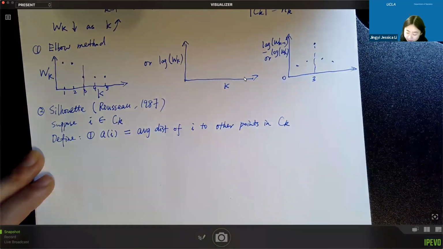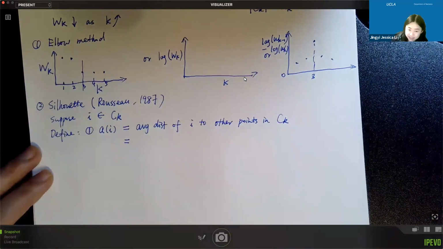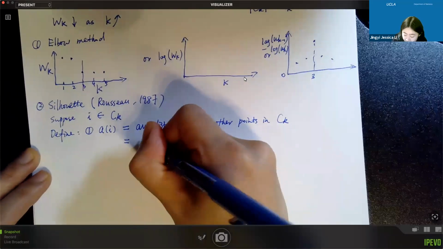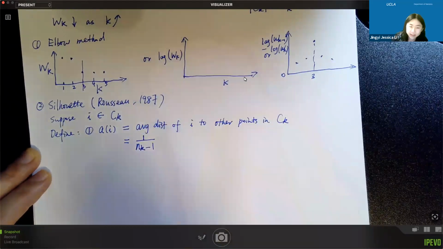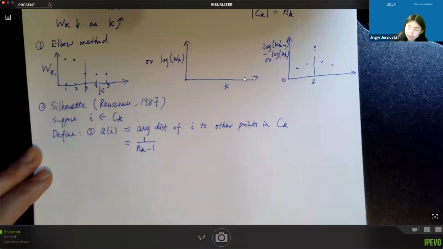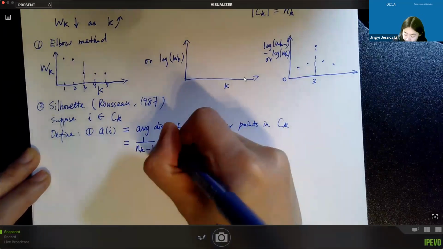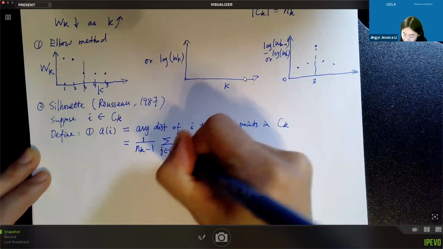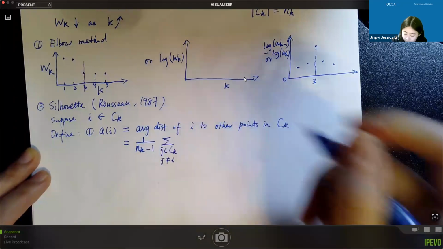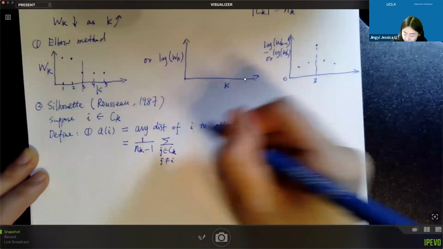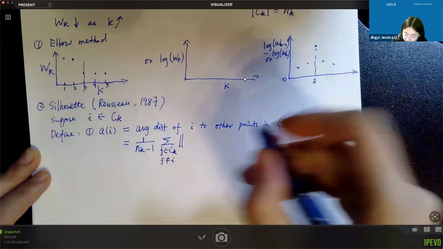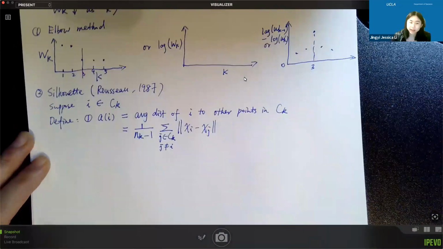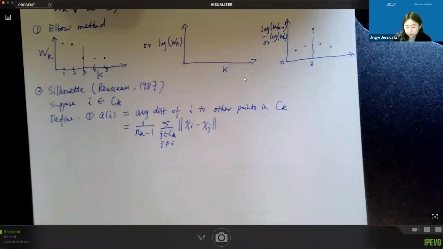So mathematically, given my previous notation, I can write it as 1 over nk minus 1, right? I have nk minus 1 points in cluster K other than I. Summation over j in cluster CK, j not equal to I, of the norm distance between xi and xj. So this is how I can define my AI mathematically.